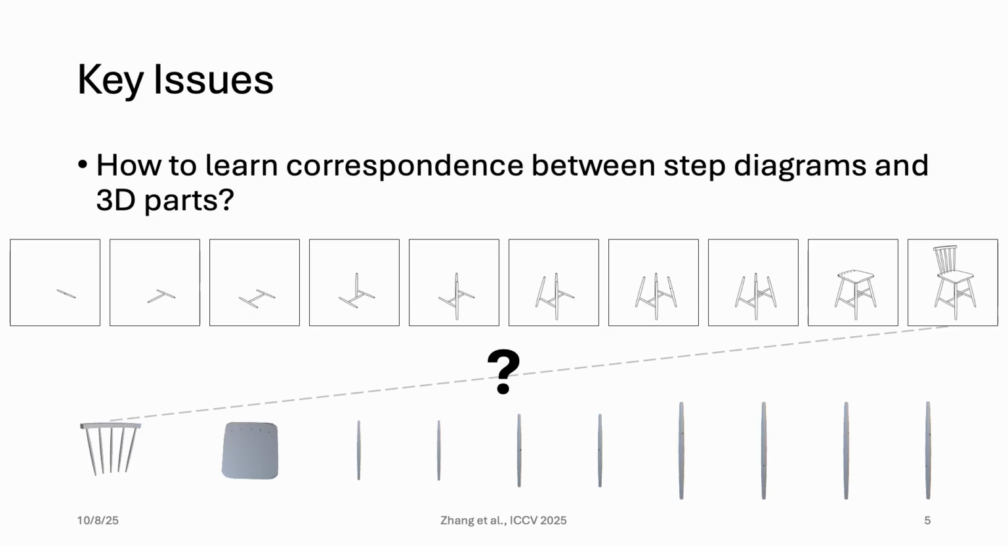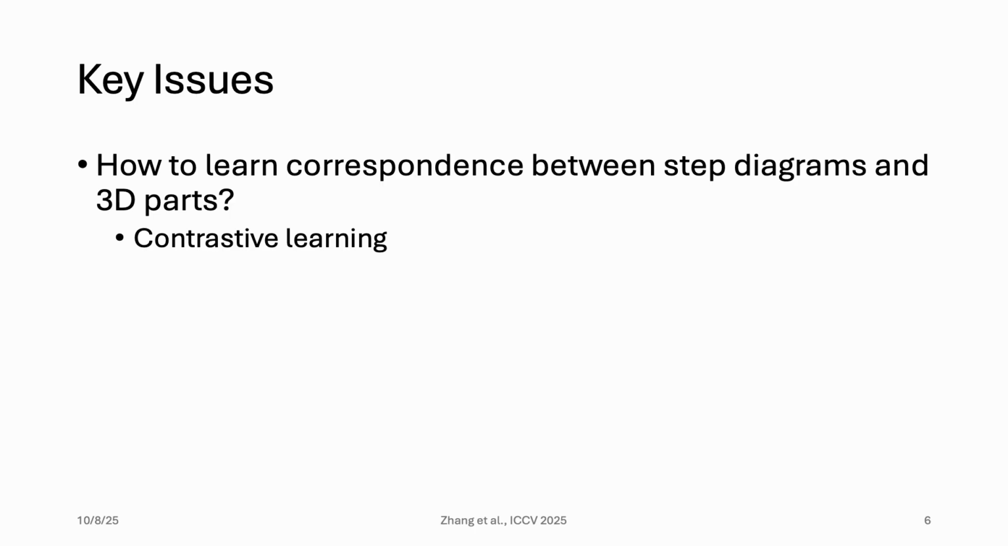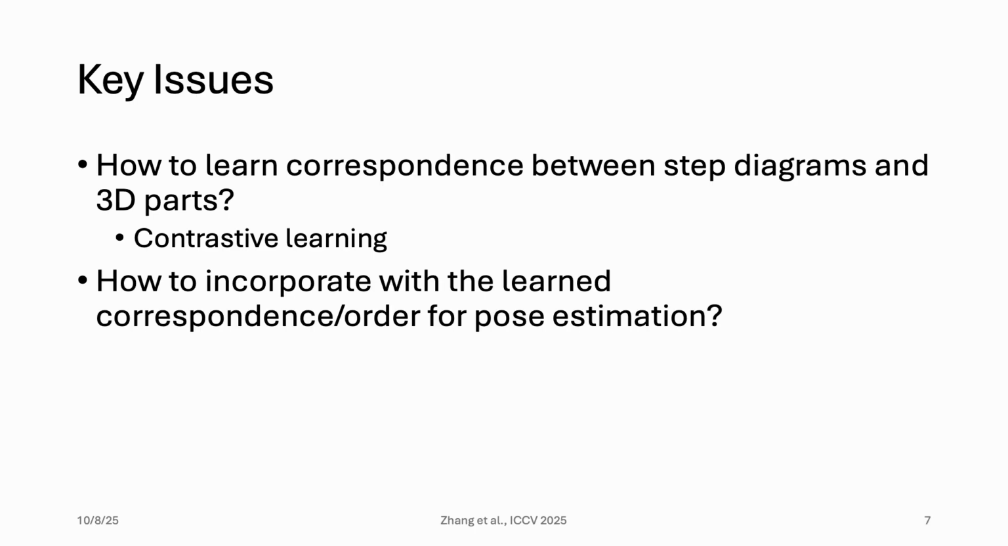This brings us to the first core issue in our research. Given these ordered 2D instruction diagrams and this set of unordered 3D parts, how can we effectively learn the correspondence between them? This is fundamentally a cross-modal matching problem. Our solution to this problem is to employ contrastive learning. By learning a joint embedding space, our model can automatically determine which 3D part corresponds to which step in the instruction manual.